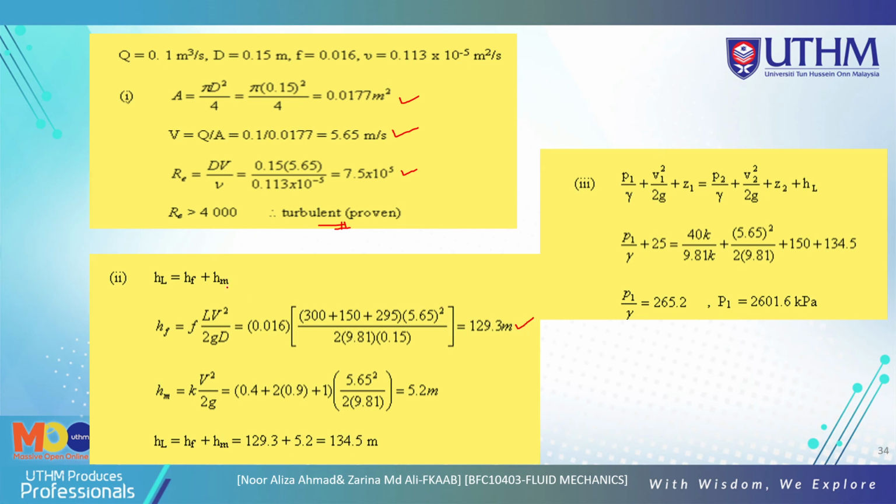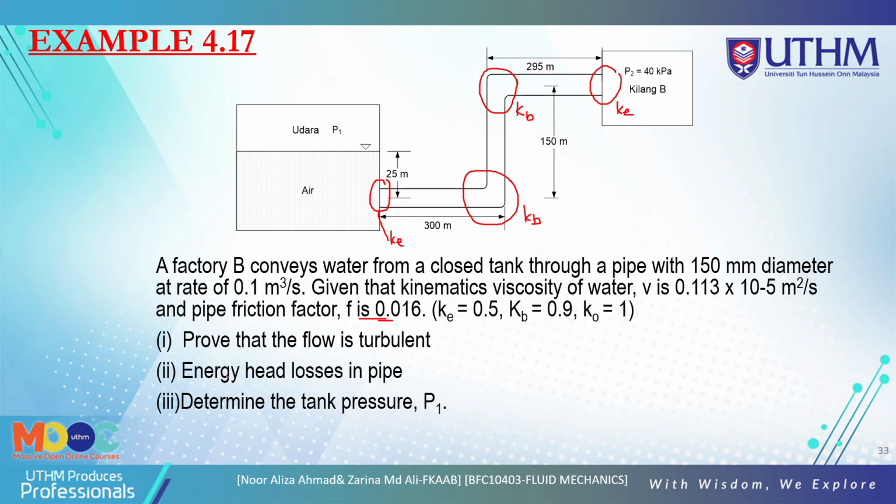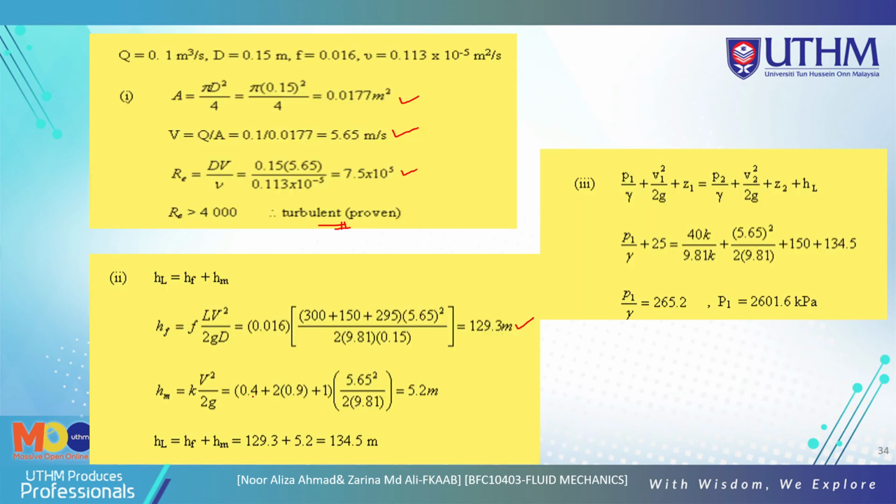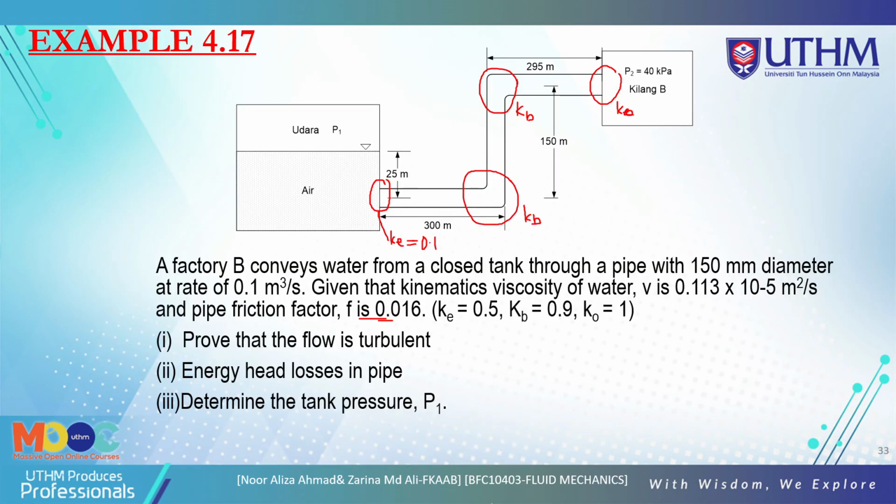To get HM for the minor losses, you also include the Ke. Ke here is 0.1, and K outlet to the factory is 1. Kb is 0.9, and the K entrance is 0.54.